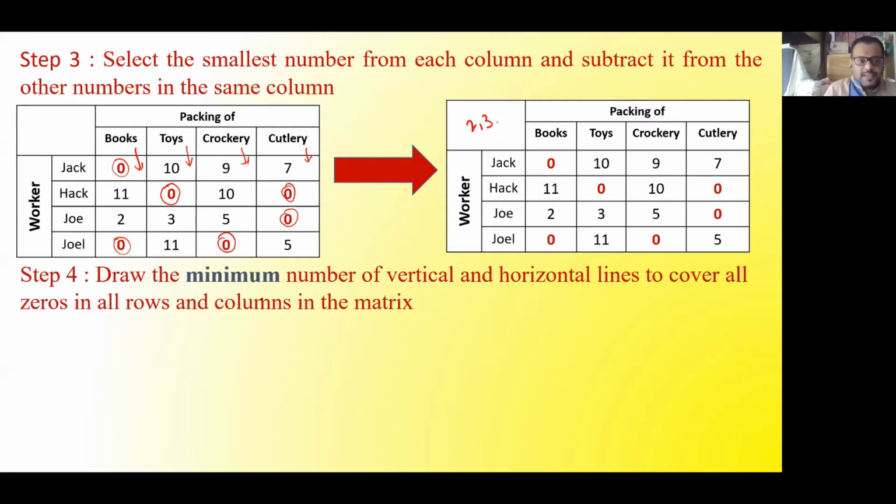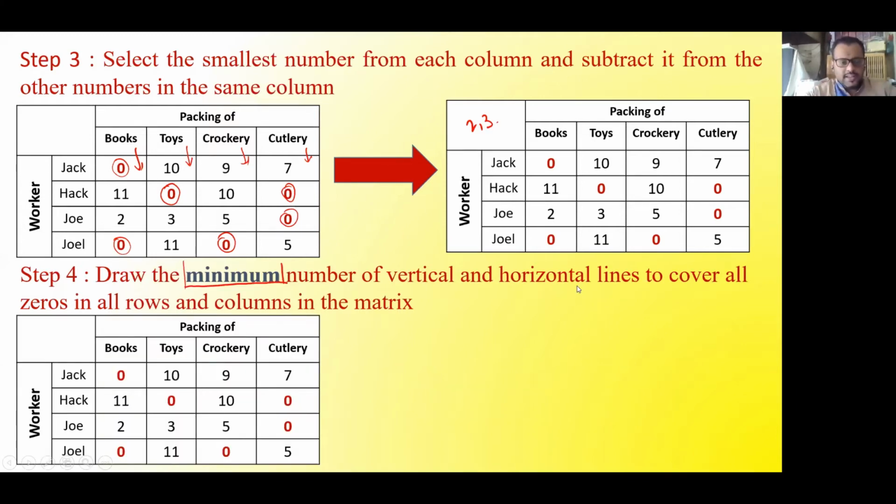So here the step says draw minimum number of lines. This is the important word, as I already said. Minimum number of vertical and horizontal lines to cover all zeros in all rows and columns. So now someone can tell me, sir, do all this 4 vertical. Okay, I am accepting it that it is covering all the zeros.